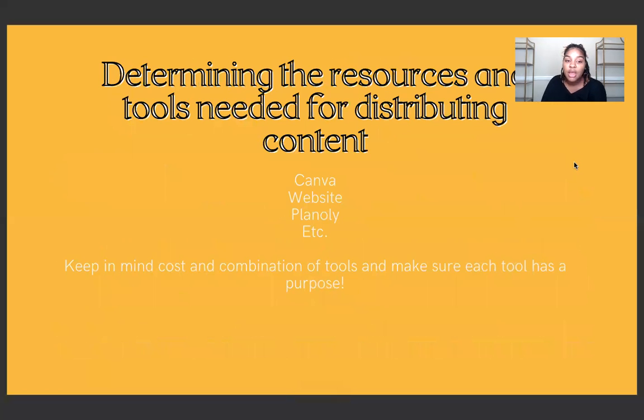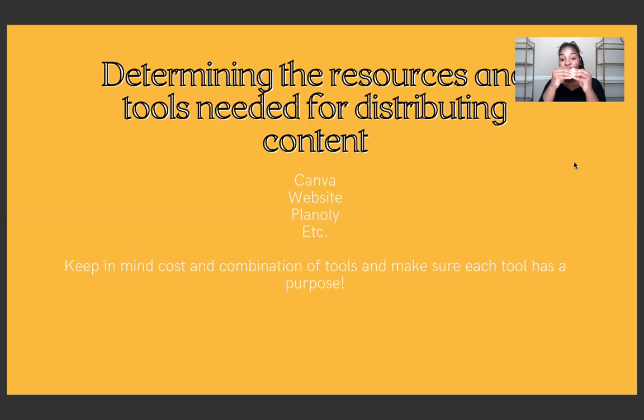Okay. Next element, determining the resources and tools needed for distributing content. I think this is element number 6. Okay. Know what your tools are. Okay. What are you using? Canva, your website, that's where your blog posts are going. Planoly, that's how I schedule my auto posts, but you may be using Hootsuite or Later. Used to be Latergram, now it's just Later. But keep in mind the cost and combination of tools. Make sure each tool has a purpose.